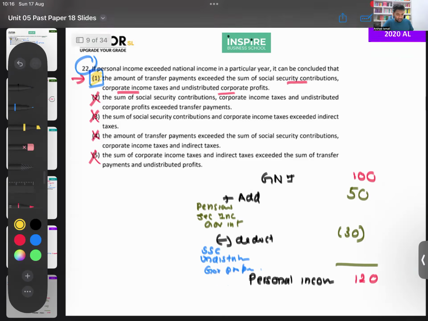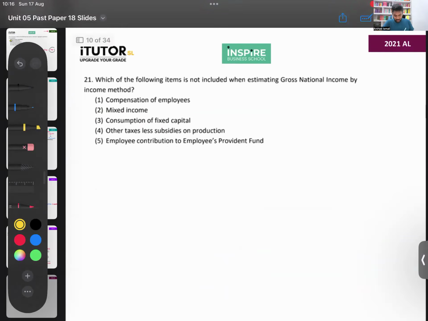Done. Then 2021. Question 21 is saying, which of the following items is not included when estimating GNI from the income approach? Which one do you think is not included? Compensation of employees, mixed income, consumption of fixed capital, other taxes less subsidies on production, employee contribution to the EPF.